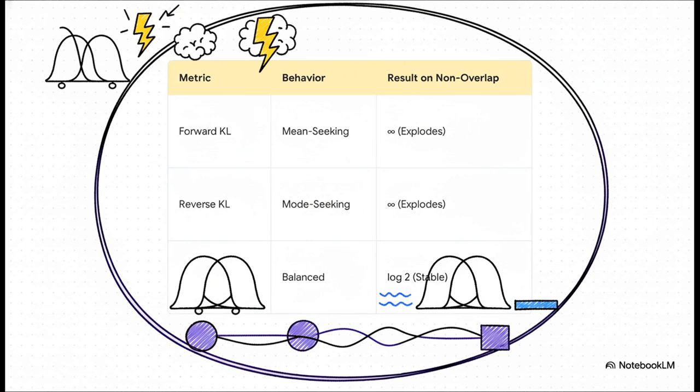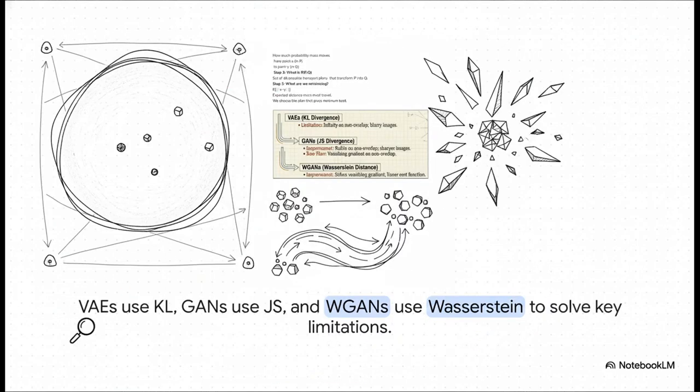KL divergence is powerful, but it's brittle. It explodes if the data is too different. JS divergence fixes the explosion problem, but can just stop, leaving the AI with no way to learn. And then there's Wasserstein, which gives us a smooth, meaningful distance no matter what. It just works.